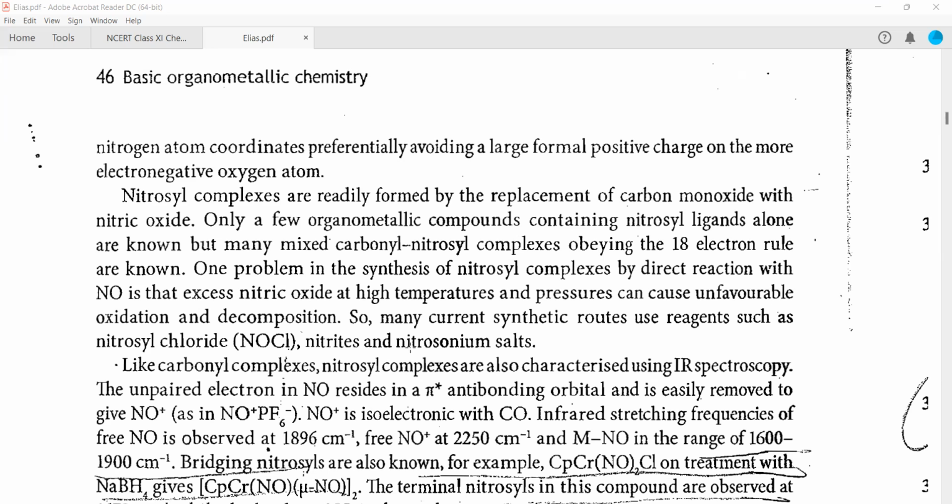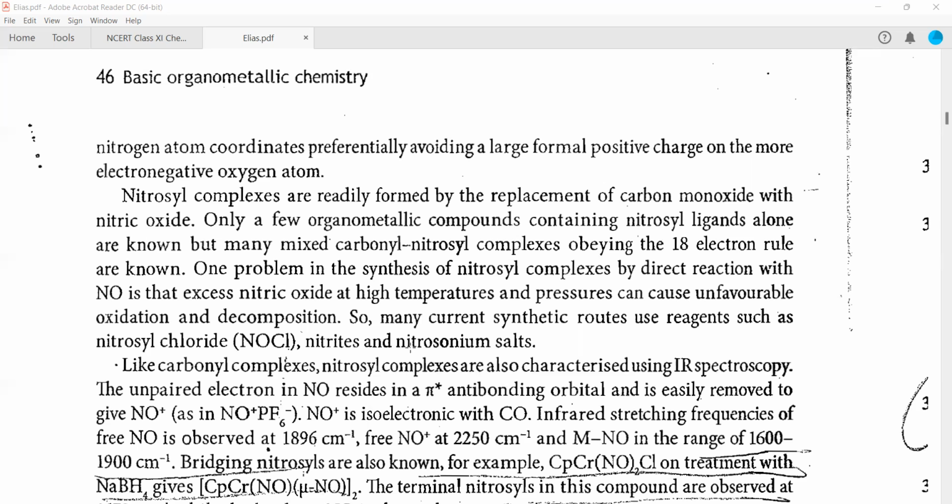So the infrared stretching frequency of free NO is observed at 1896. NO positive will be greater because you're removing an electron from the antibonding orbital, making the bond between N and O even stronger, and that is why the stretching frequency is increased from 1896 to 2250 centimeter inverse. And the metal nitrosyl is in the range of 1600 to 1900 centimeter inverse.